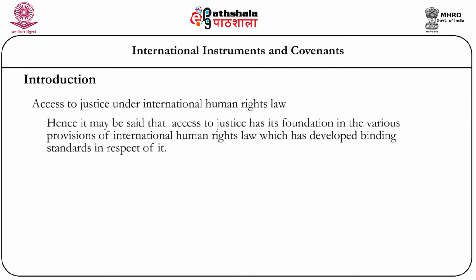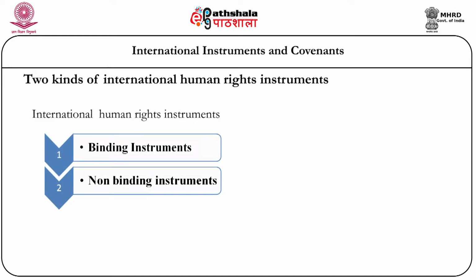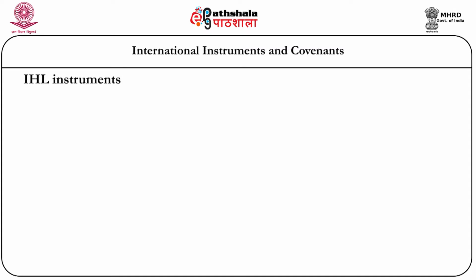Hence, it may be said that access to justice has its foundation in the various provisions of international human rights law, which has developed binding standards in respect of such conventions. Two kinds of international human rights instruments are available, that is binding instruments and non-binding instruments. Let us look into international humanitarian law instruments.